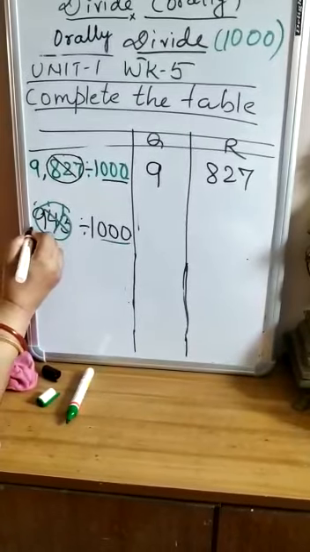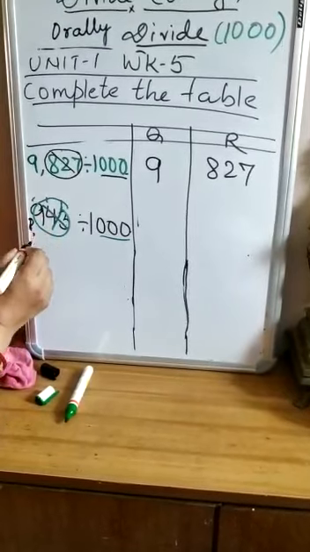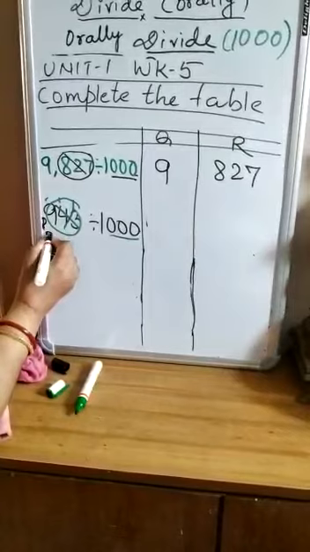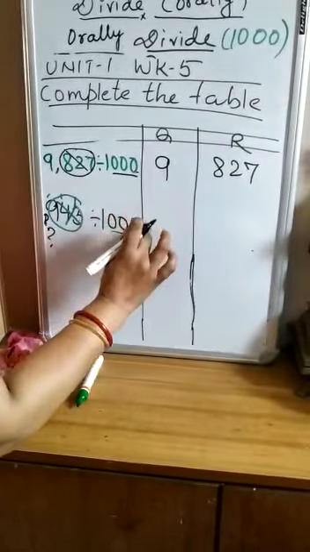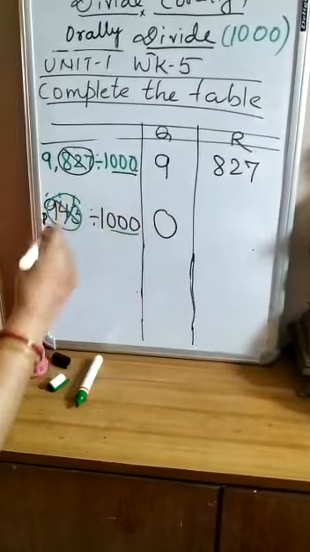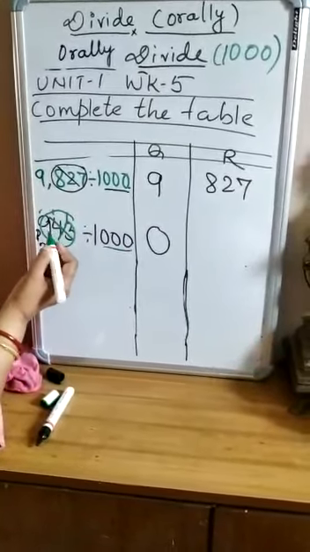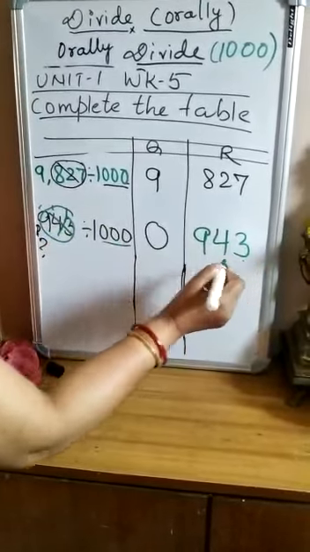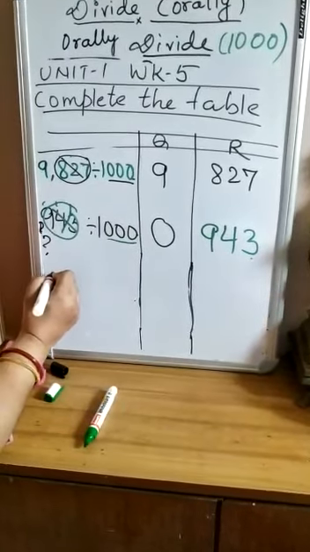So when the space is vacant, it means nothing is there, it means the quotient is 0. And the removed 3 digits, 943, is the remainder. Correct? Now let us take another example.